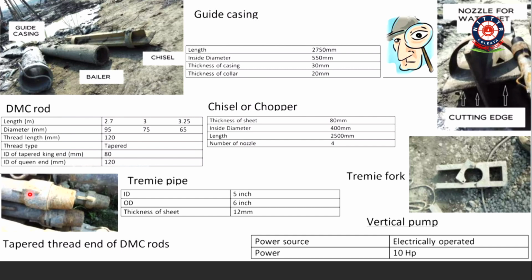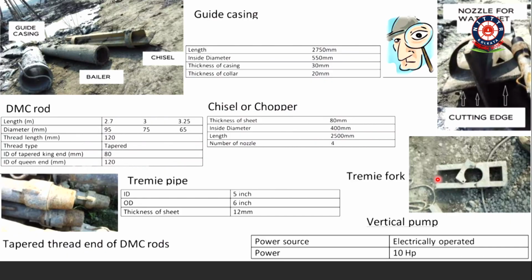See, this is called the tremie pipe. You can see this picture. The internal diameter is 5 inch, the outer diameter is 6 inch. When you want to lift any pipes, this is the fork. To run this machine, we are using a vertical pump, that is 10 HP. An electric operator is required. See, this is the nozzle.